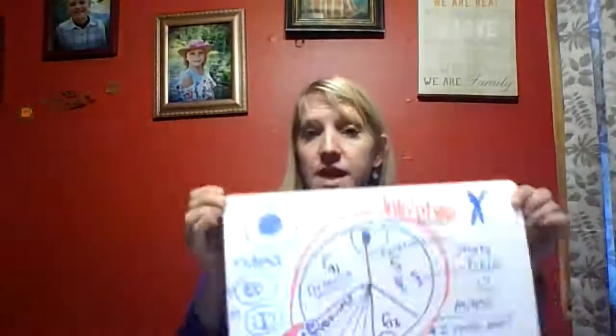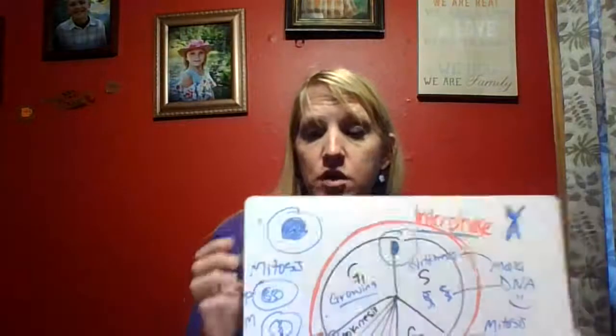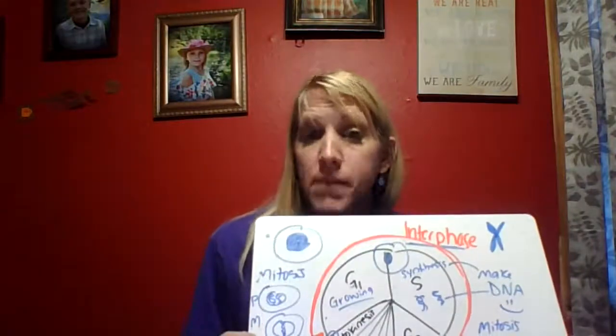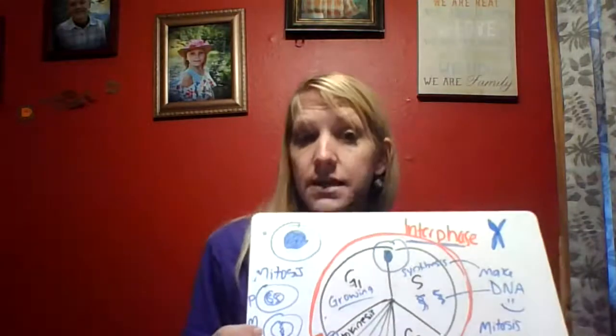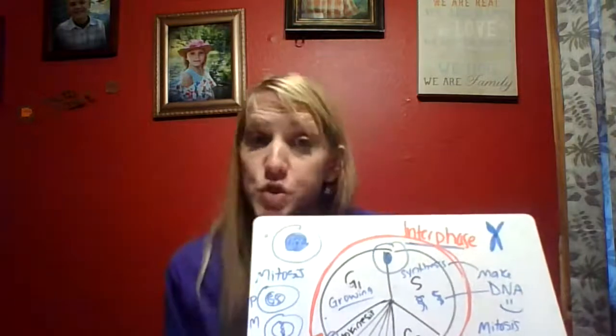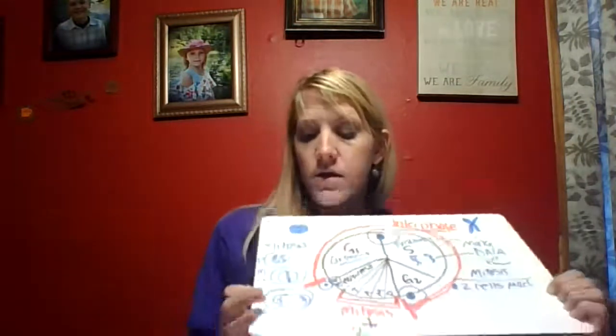So then that chromosome becomes visible. And so in prophase, that's what's happening. The chromosomes are starting to become visible. So in metaphase, those chromosomes line up single file, like going to the lunchroom. Then in anaphase, those chromosomes split in half.